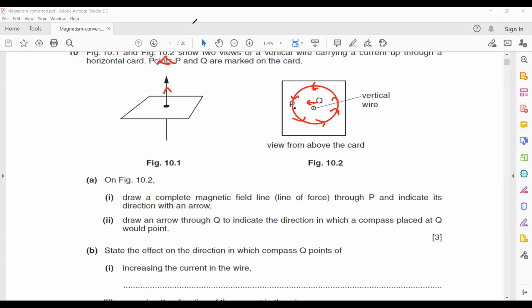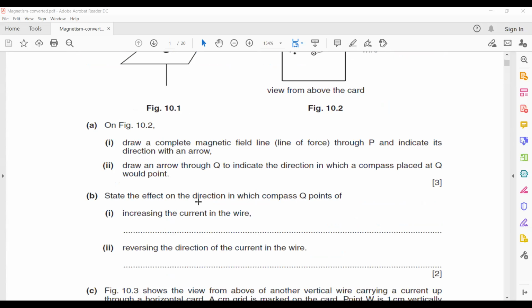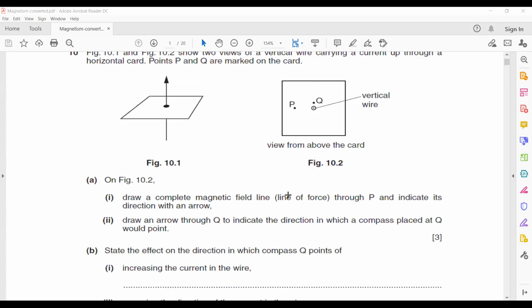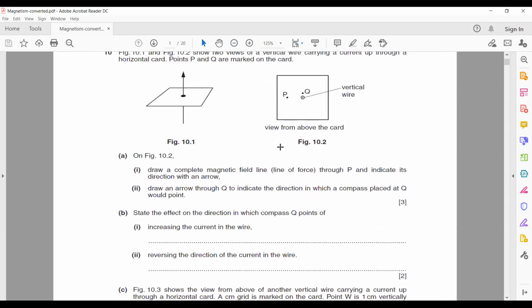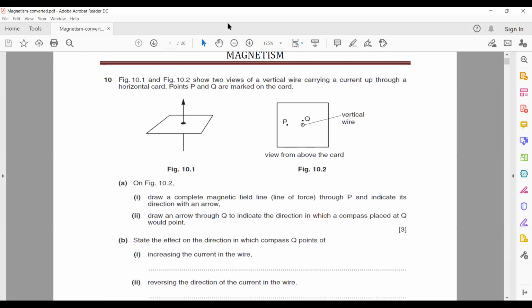The next part: state the effect on the direction in which the compass Q points. If we increase the current, will it affect the direction? Like, as we know, the needle is pointing. Any effect on the direction of the compass needle? No. So there's no change or no effect.